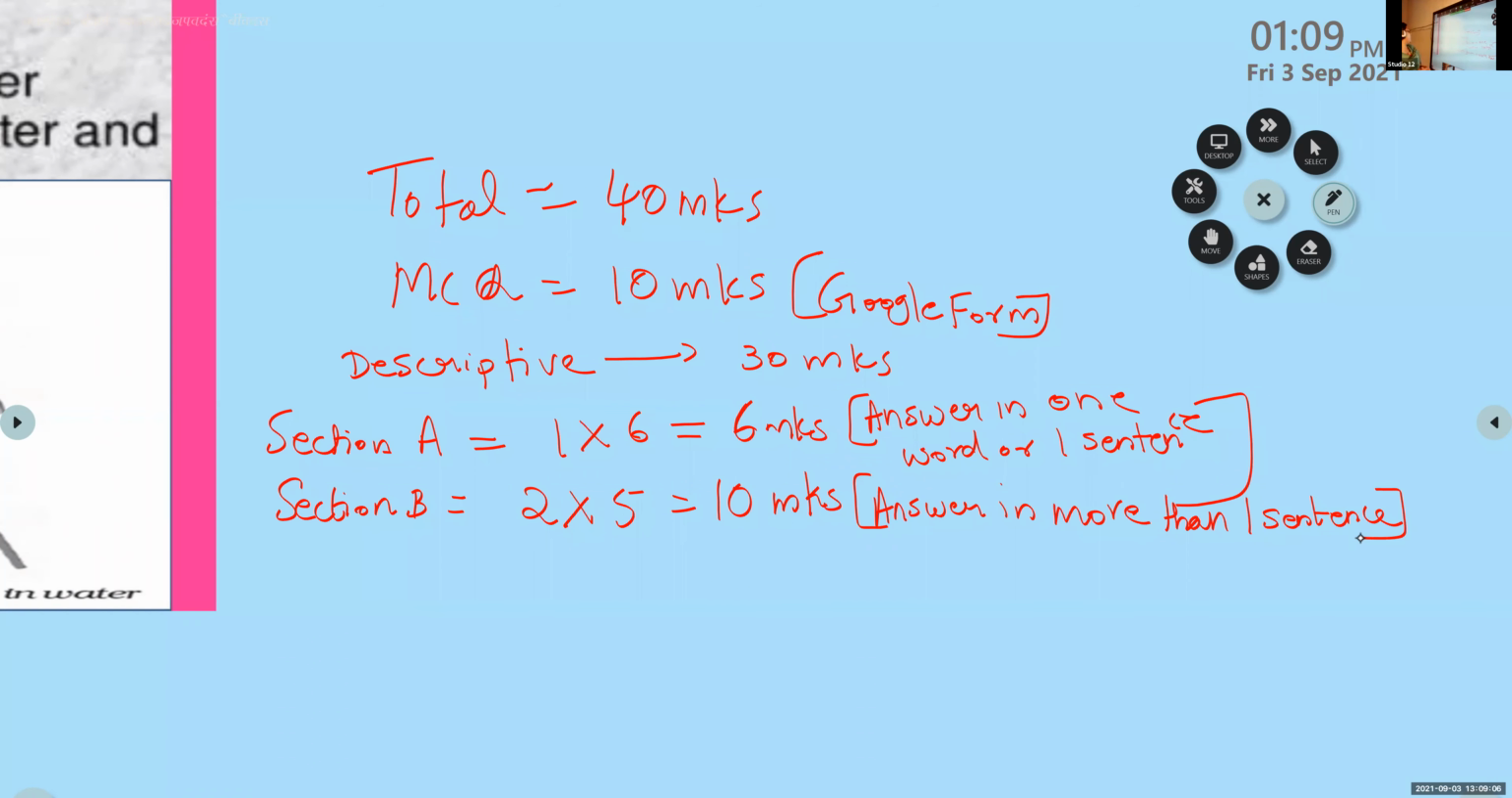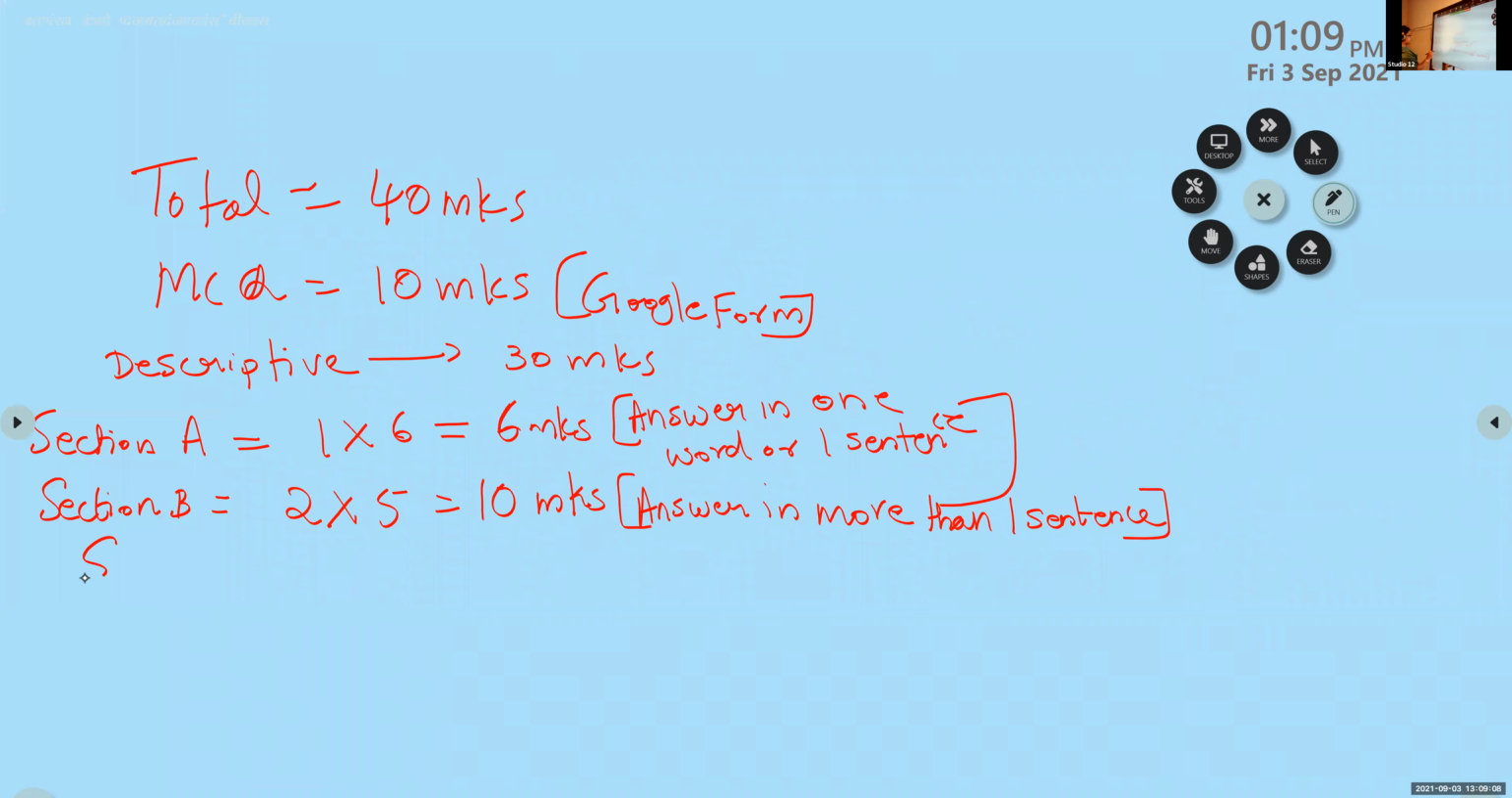Then section C. You have section C, 3 marks questions. There are 3, so total 9 marks. That is a little more detail, okay? Because it is a 3 marks question. Sometimes it may not be much detail. There will be sub questions also. Maybe 1 question carries 3 marks, so according to that your answer may be 1 word or 1 sentence, depending upon it, but there will be 3 marks.